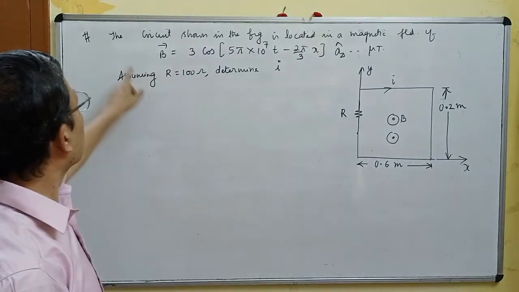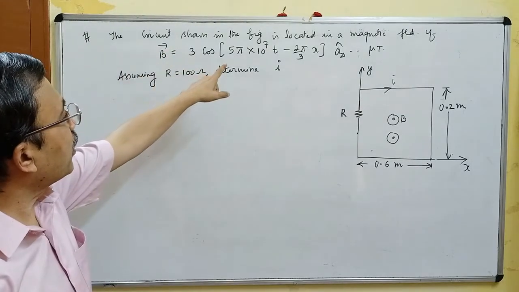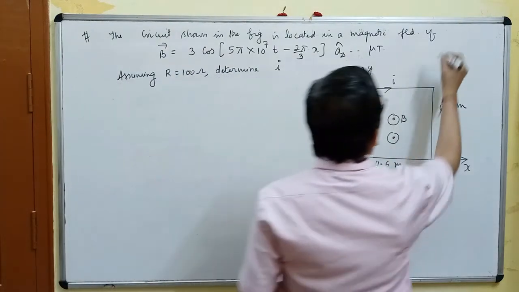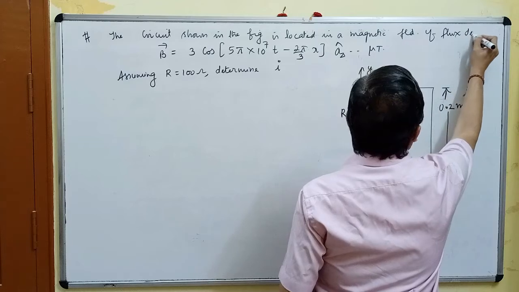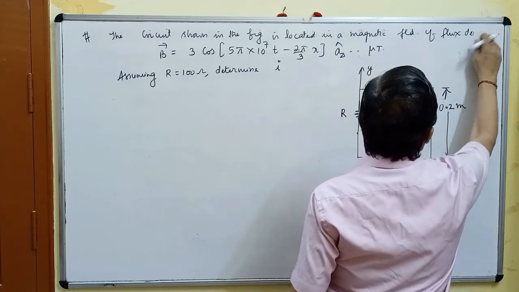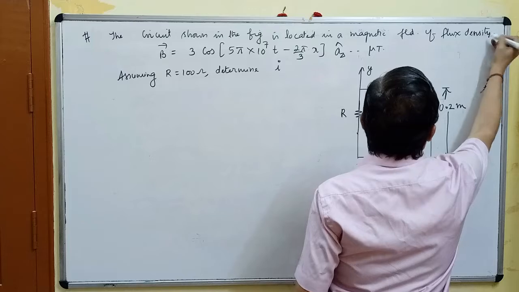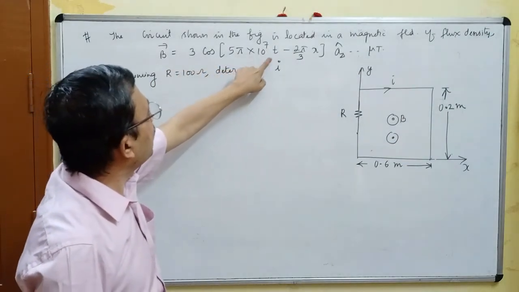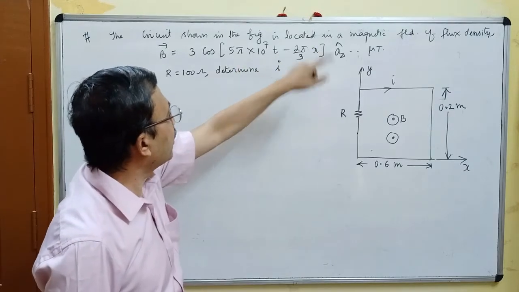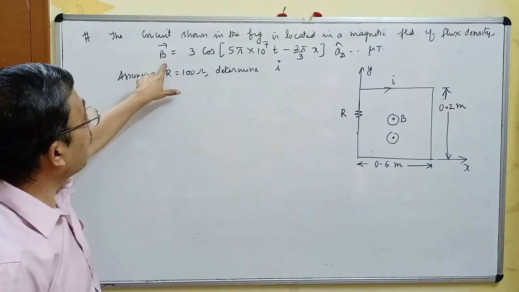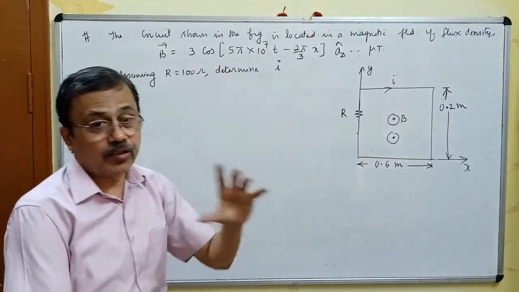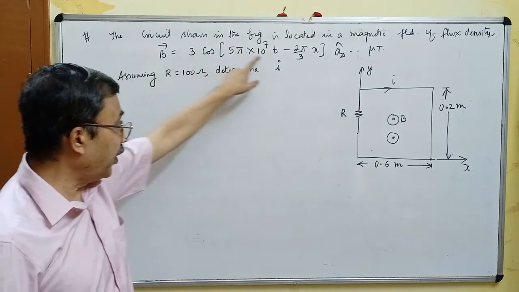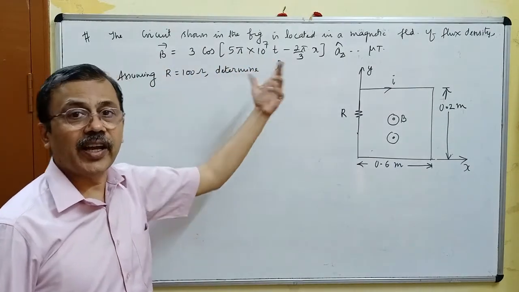Next problem. The circuit shown in the figure is located in a magnetic field of flux density vector B equals 3 cos (5 pi 10 to the power 7 into t minus 2 pi by 3 into x) az cap. Please note that vector B is a function of time and x. X means space coordinate. In the previous problems, vector B was a pure function of t only. It's a function of t and x.